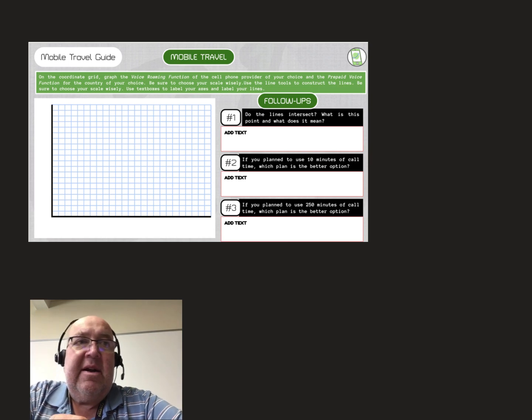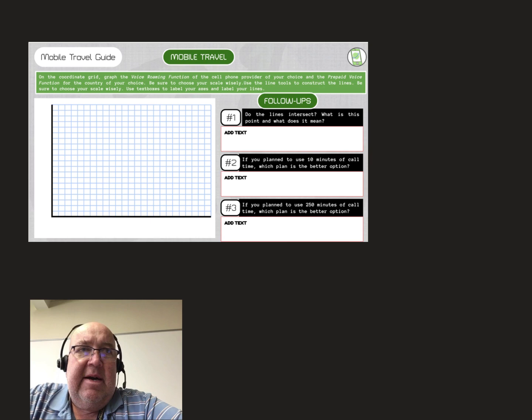Then you're going to take the information you have from the two types of phones, whether it's roaming or the prepaid plans for the country, and put those onto a graph again. You can use Desmos again. And then answer the three follow-up questions, like if the lines intersect, what does that point mean?